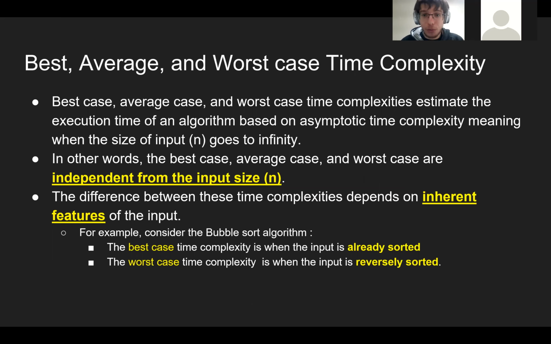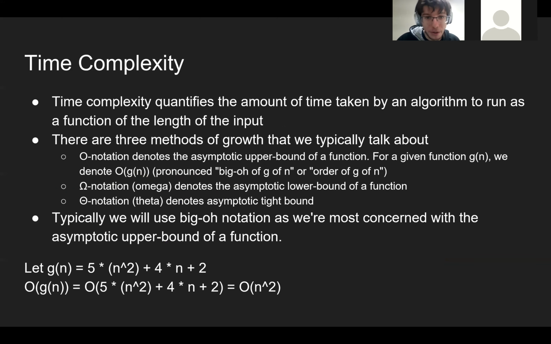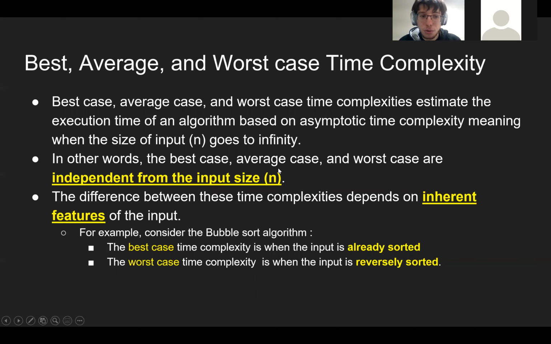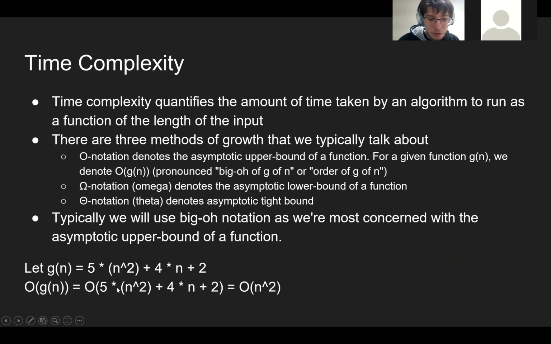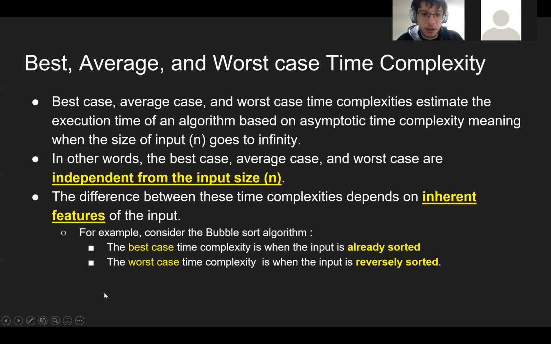So then there's best, average, and worst case time complexity. Best case, average case, and worst case estimate the execution time based on the asymptotic time complexity, the time complexity we're talking about here. It's almost like you're assuming that the input size n goes to infinity, because it's arbitrary. We don't know how big it is, and that's why we drop the constants in front, because at infinity, 5 infinity is equal to infinity.